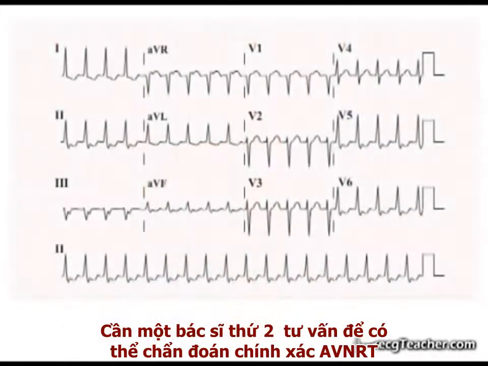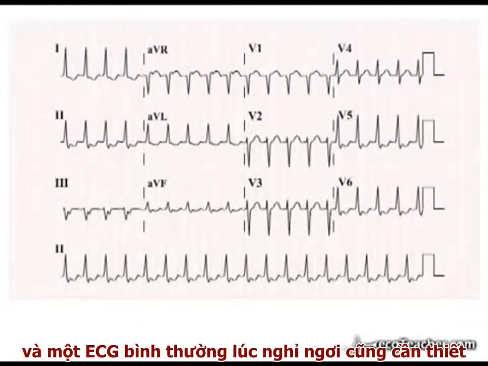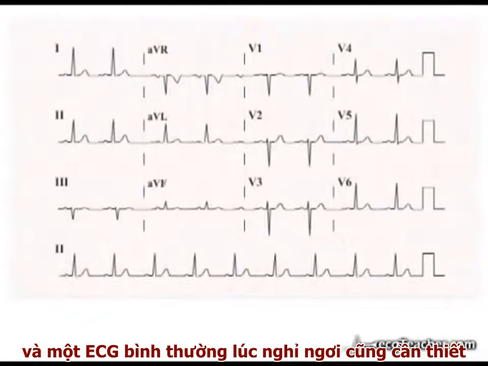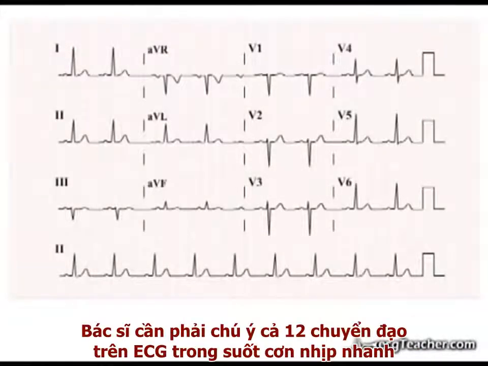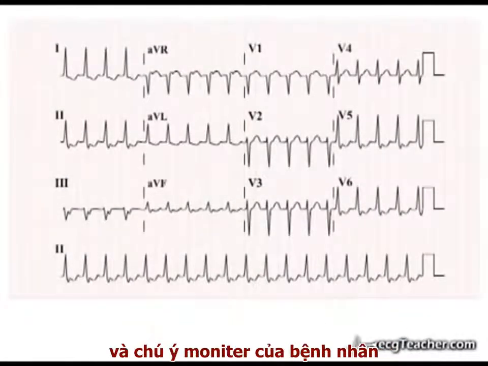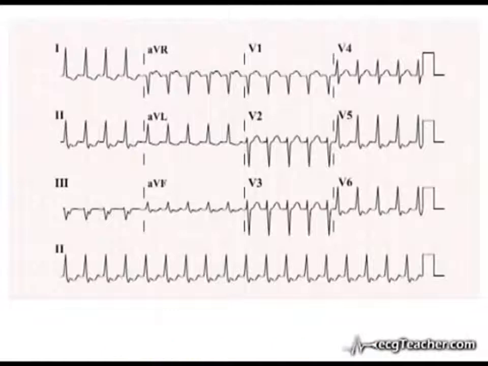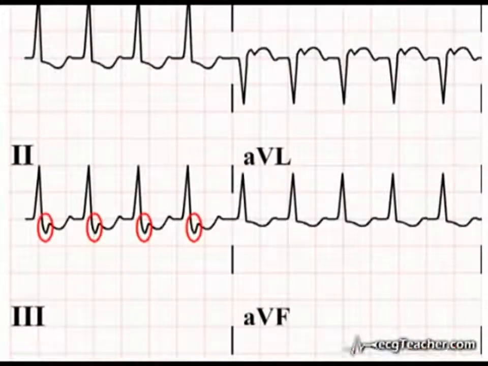The second doctor the young lady in the case study consulted spotted all the signs and made the correct diagnosis of AV nodal reentrant tachycardia. The clinical history of paroxysmal episodes is typical, and a normal resting ECG is expected. In addition, the doctor noted on both the 12-lead ECG obtained during the attack and on the patient's monitor the presence of small slurred S waves in lead 2.